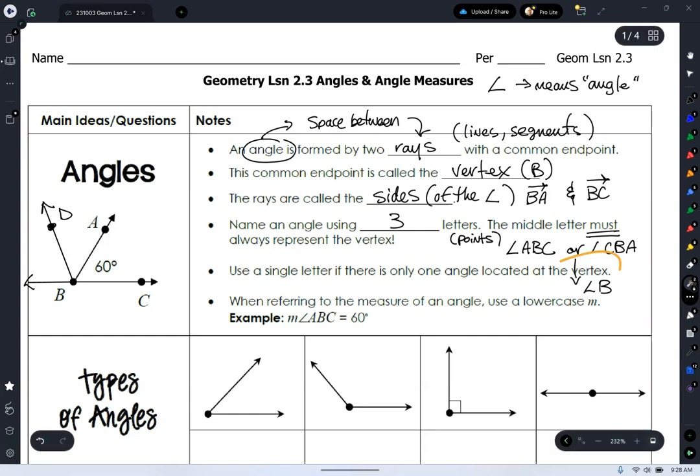Which is why I say this is okay, know it, see it. But if I were you and I wanted to make sure that I was always naming my angles correctly, I would always just use 3 letters, making sure my vertex is in the middle. That's always going to help you be more successful.